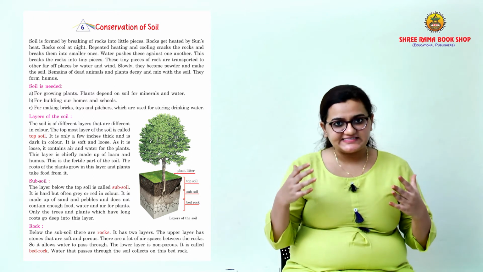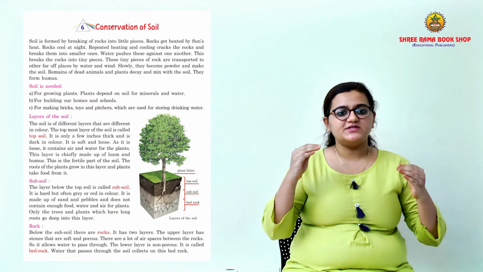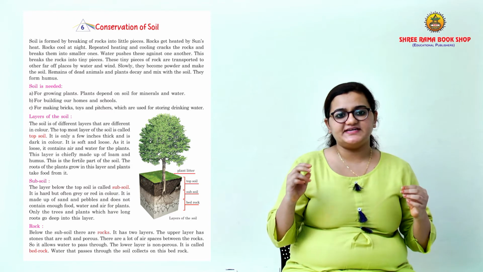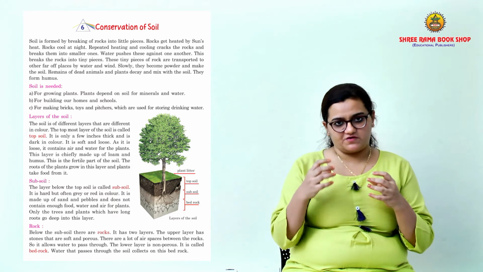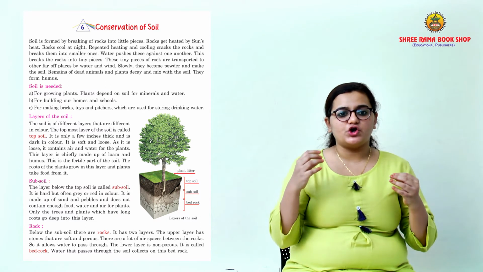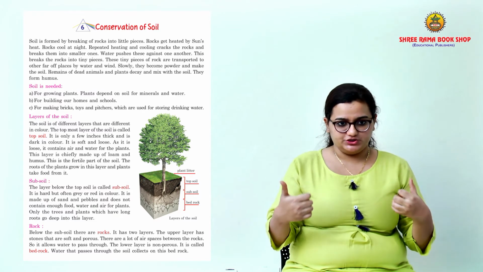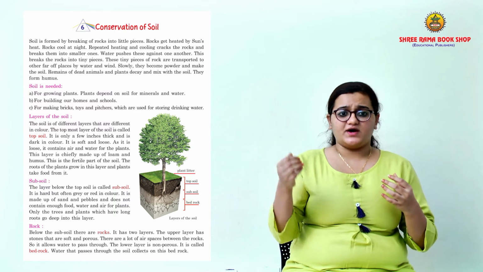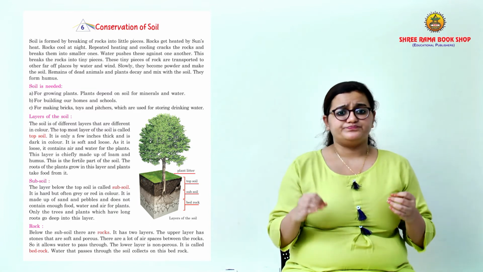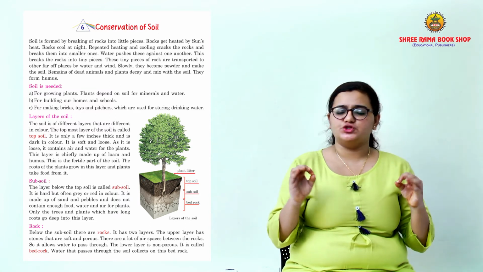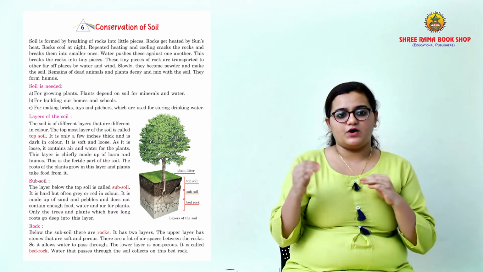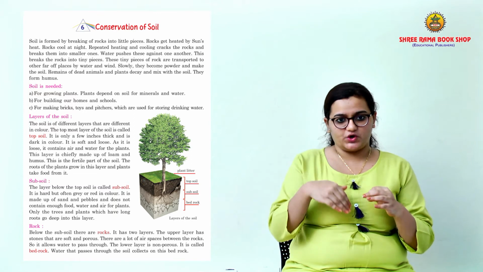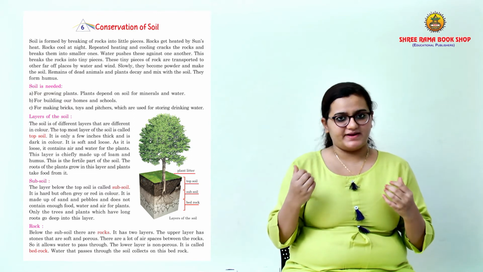Now coming to the next layer, the rock. Below the subsoil there are rocks. It has two layers. The upper layer has stones which are soft and porous, and there are a lot of air spaces between the rocks, so it allows water to pass through. The lower layer is non-porous. It is called the bedrock. Water that passes through the soil collects at the bedrock.